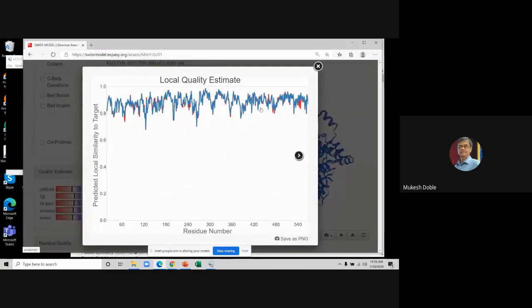Then this gives you the local similarity between the target and template protein. So only in some places it's not similar. If the deviation is large, that means in those places the residues are not similar. But in this region, the residues between the target and the template are, you can see, similar. Here you can see the deviation between the target and the template is not similar. So these have deviations.